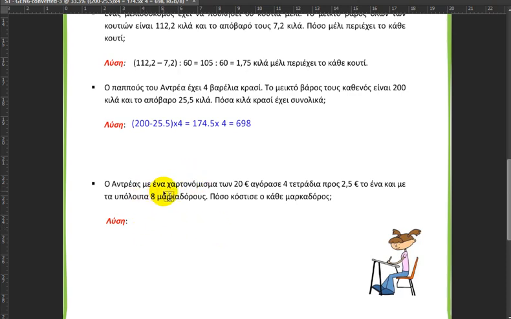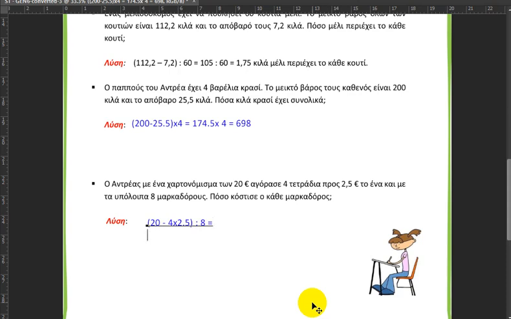So we have someone here who paid with a 20 euro bill for 4 notebooks that each cost 2.5 euros and gave the rest for 8 markers. So let's turn this into order of operations. How much money? He had 20 euros, right? Minus 4 notebooks that each cost 2.5 euros. And then he divided the rest between 8 markers.